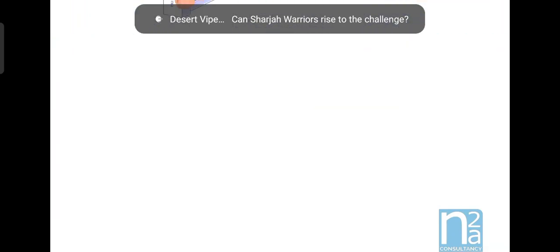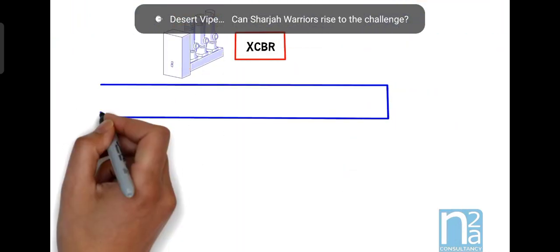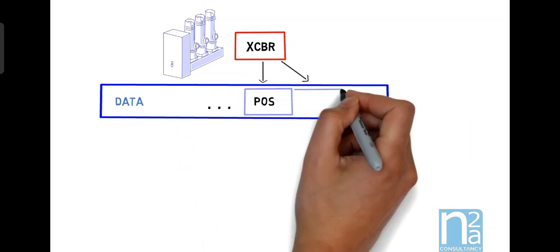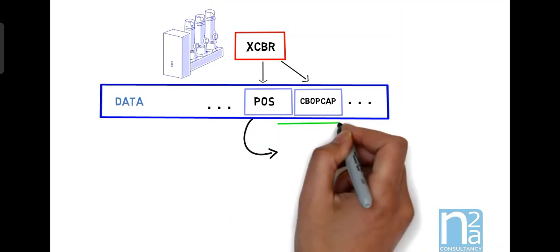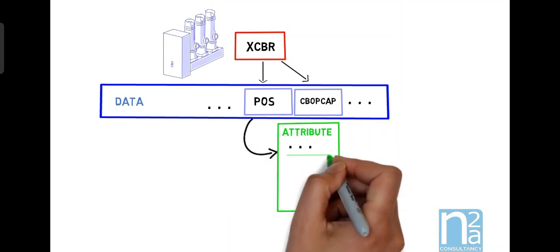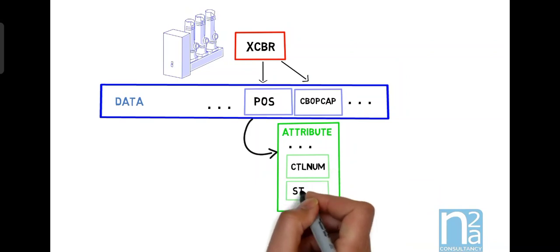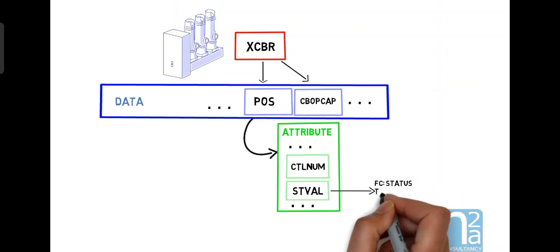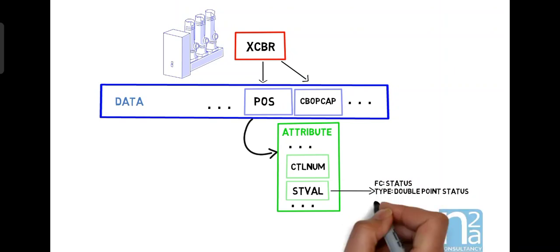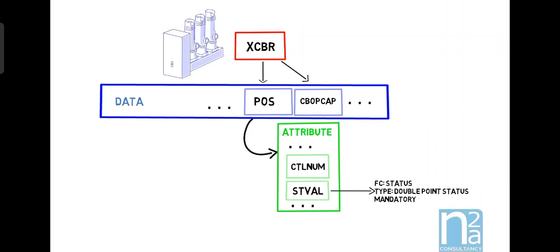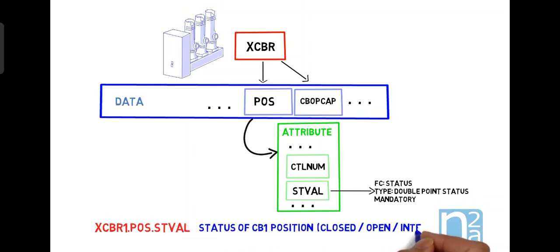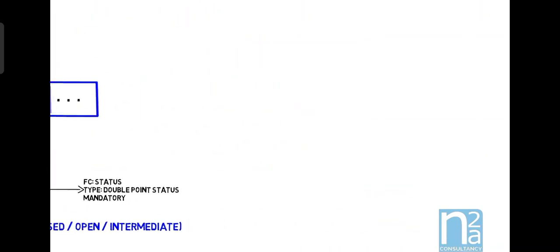Each logical node contains a certain number of data. For example, a circuit breaker has a data called Pos, which represents its position. Data has data attributes which specify a parameter. Here we have stVal, which represents the status value of the position: closed, open and intermediate. Data attributes belong to a functional constraint class, for example here it is a status. Data attributes also have a type, here it is DPS, double point status: open, close, intermediate. And it is specified if this attribute is mandatory, optional or conditional. This one is mandatory. It means that every vendor should implement this data attribute in their IEDs.